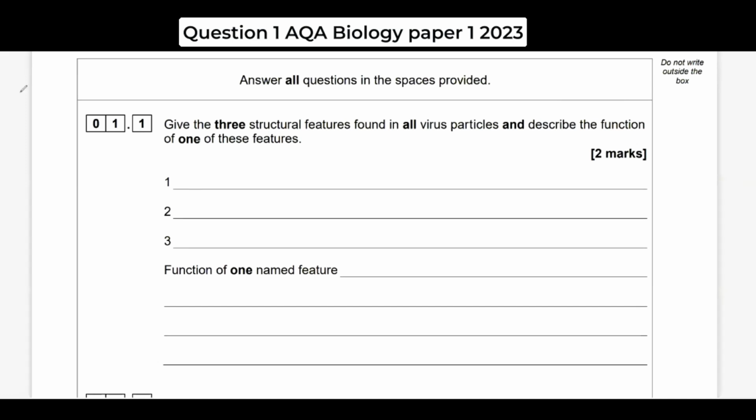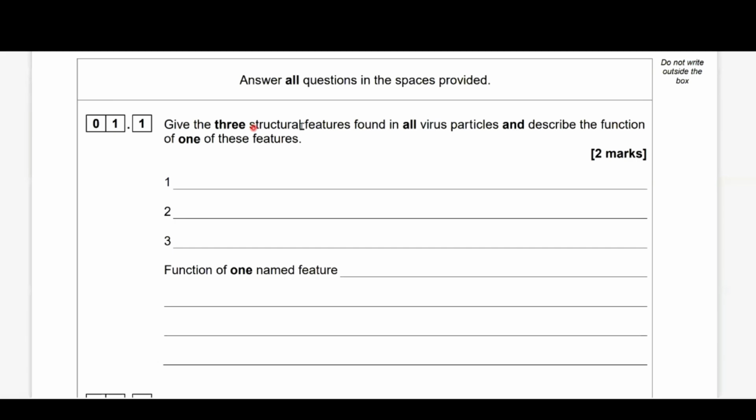We're doing question 1, AQA Biology, Paper 1, 2023. Give the three structural features found in all virus particles and describe the function of these features. So we basically need to list the names of three features.